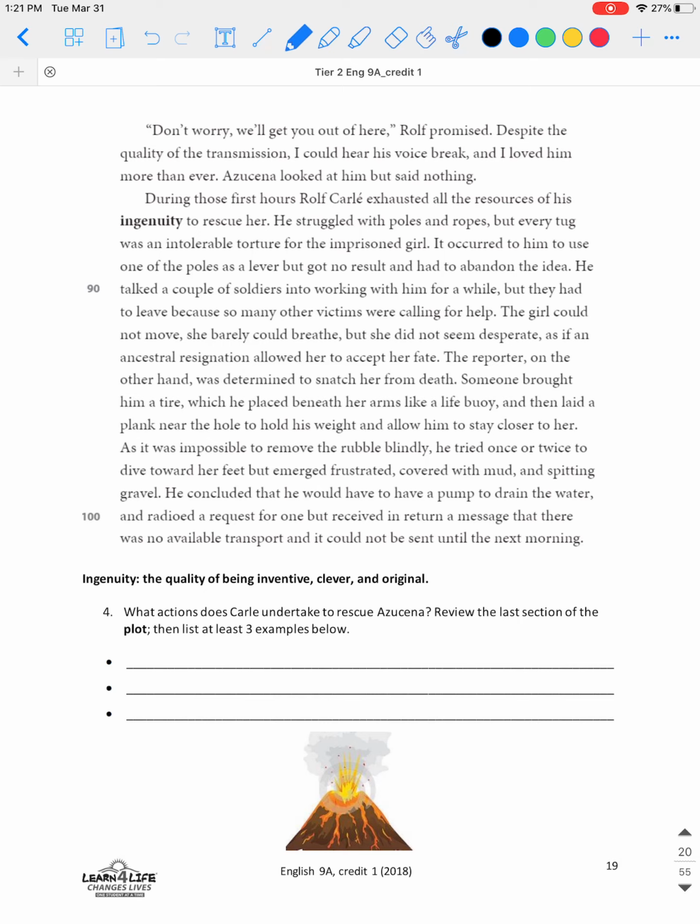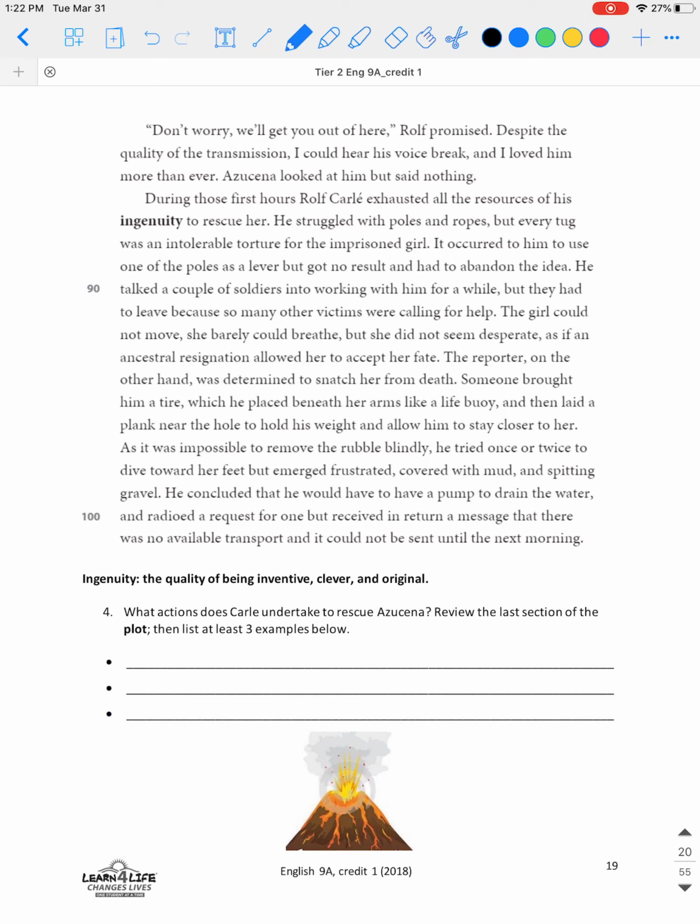Don't worry, we'll get you out of here, Rolf promised. Despite the quality of the transmission, I could hear his voice break, and I loved him more than ever. Azucena looked at him, but said nothing. During those first hours, Rolf Karl exhausted all resources of his ingenuity to rescue her. He struggled with poles and ropes, but every tug was an intolerable torture for the imprisoned girl.